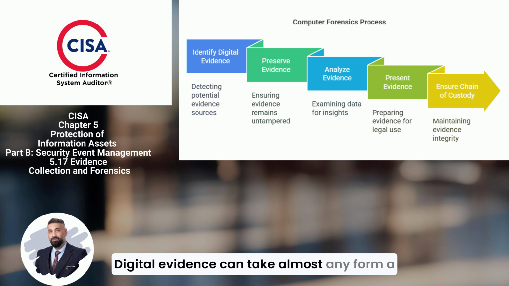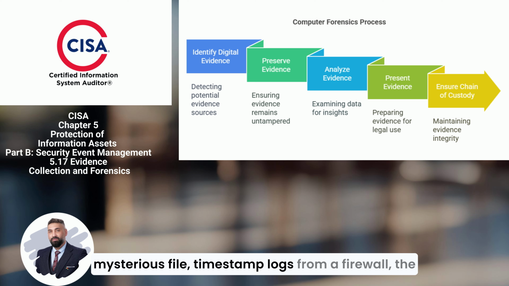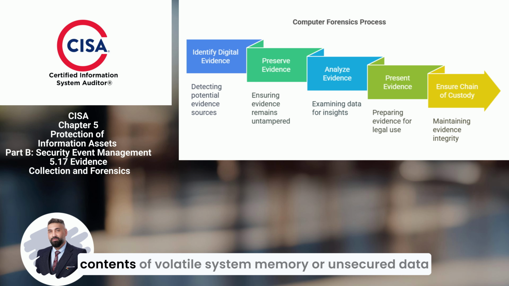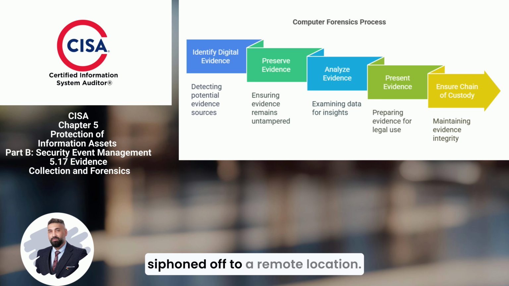Digital evidence can take almost any form: a mysterious file timestamp, logs from a firewall, the contents of volatile system memory, or unsecured data siphoned off to a remote location. However, these forms of evidence share one critical requirement: they must unerringly prove that they have remained untampered with. This is ensured through what experts call the chain of custody.